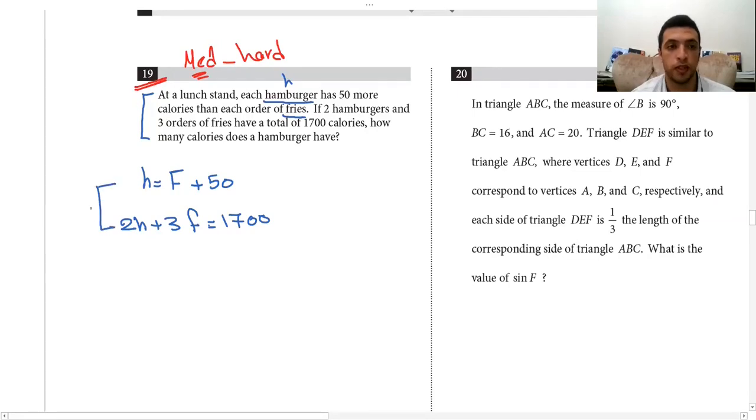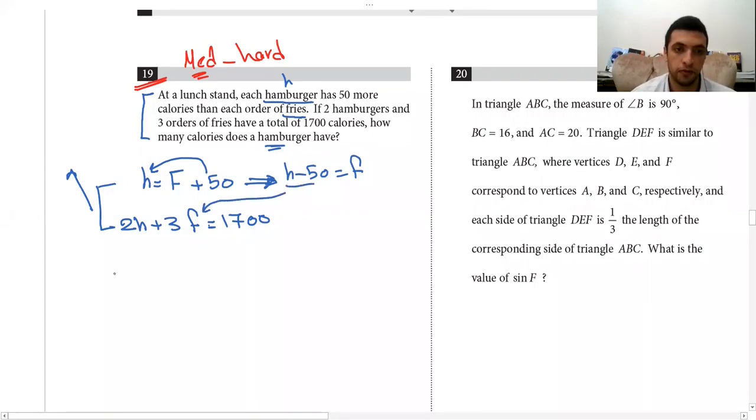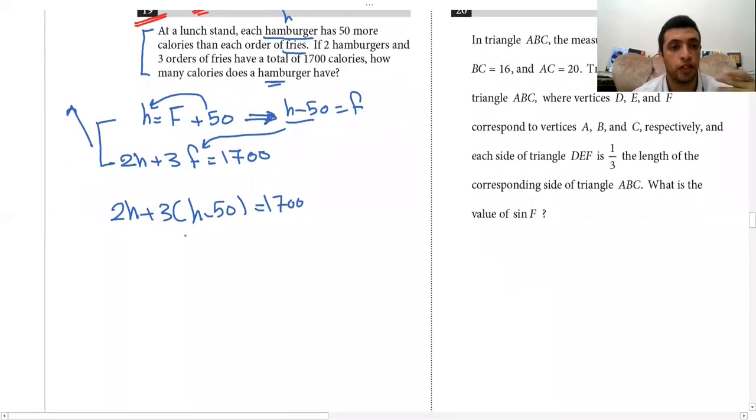I'm going to use the substitution or elimination method as you were taught in school. For me, it's easy to get 50 right here. It's going to be H minus 50 equals F. Why? Because he wants hamburger, so I'm going to get H from one step. I'm going to eliminate F and put H minus 50 instead. So 2H plus 3 times (H minus 50) equals 1,700, and then we are going to solve for H.